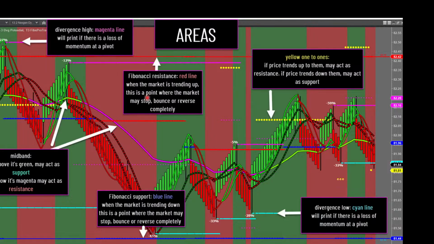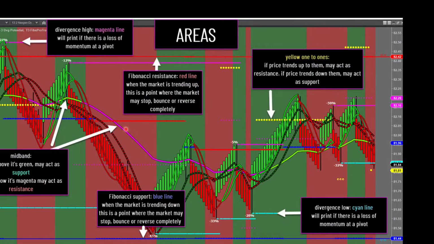You can use magenta highs. It's a magenta line. It prints off of a pivot if there was a loss of momentum. That's exactly what divergence is. Divergence is a loss of momentum in the market. You'll see it as a cyan line if it happens at a low pivot. You're going to see Fibonacci resistance, Fibonacci support, yellow 1-to-1s, and even a mid-band. All of these areas are capable of stopping forward progress.